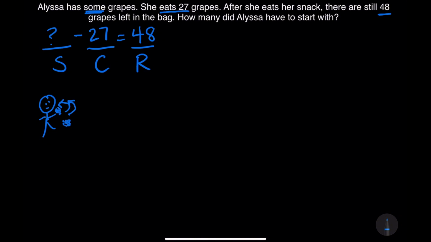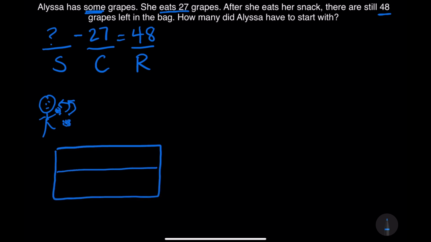Okay, I have a way to organize our thinking, and that's called a strip diagram. When you were younger, this might have been called a part whole mat. But we need to decide what the total number of grapes is and what that number was broken up to, what parts are in that total. And so looking at our problem, I know that there's the part that she ate and the part that she's left with, but I don't know the total.